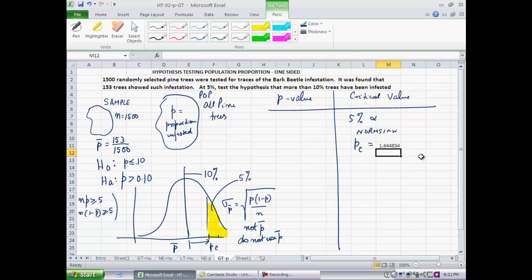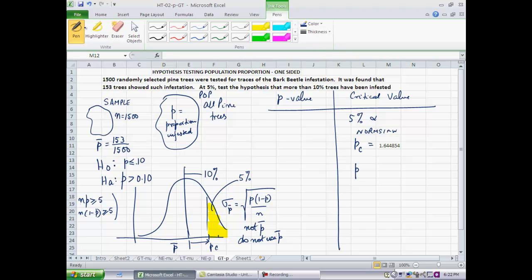So I get 1.64. So any sample statistic that is more than 1.64 standard deviations away from the middle, I would consider extreme enough to not occur by pure chance. That's what I would consider. So let's see what the sample actually gives us.